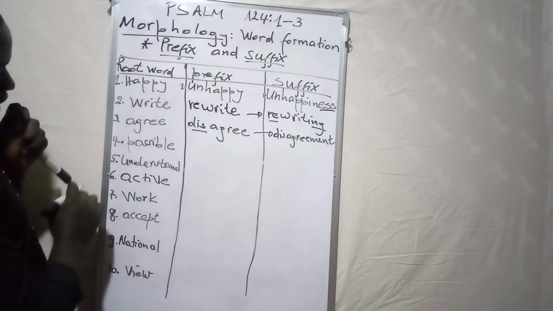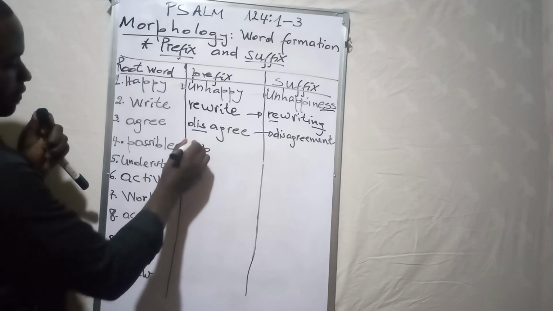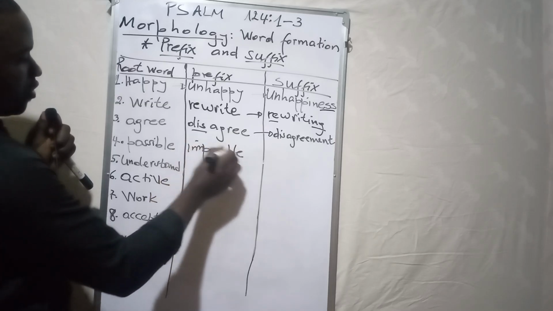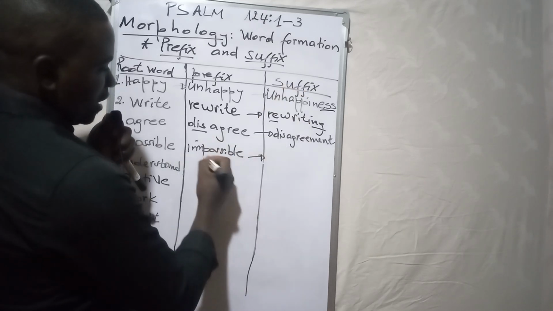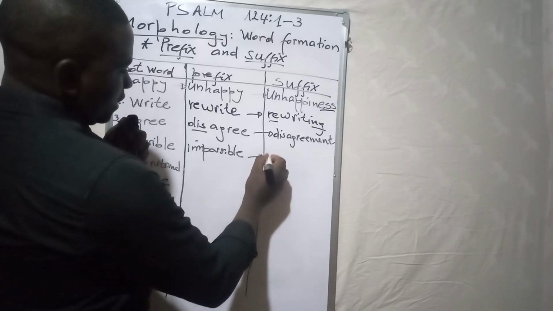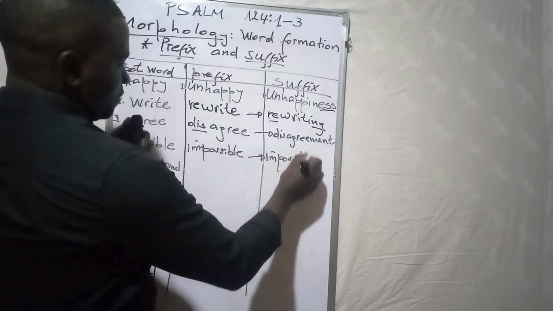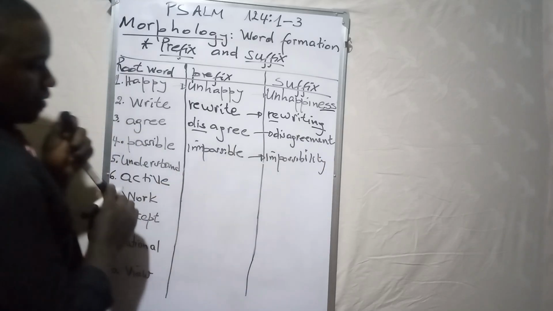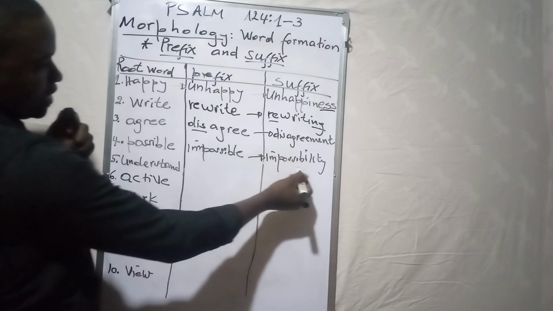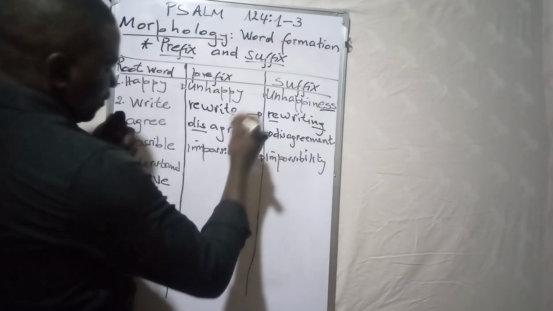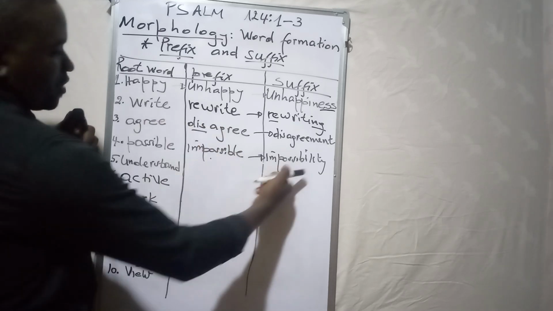Disagreement. So number 4, here we have possible. We say impossible. Impossible, ibidashoboka. And then the suffix will be possibility. Impossibility, right? So this is an adjective, but this one is a noun. This is a noun, and this one is an adjective, right?